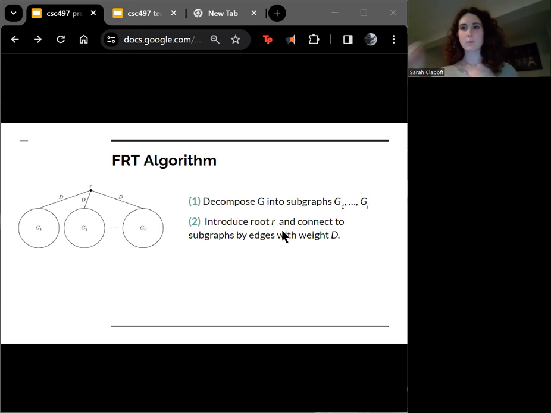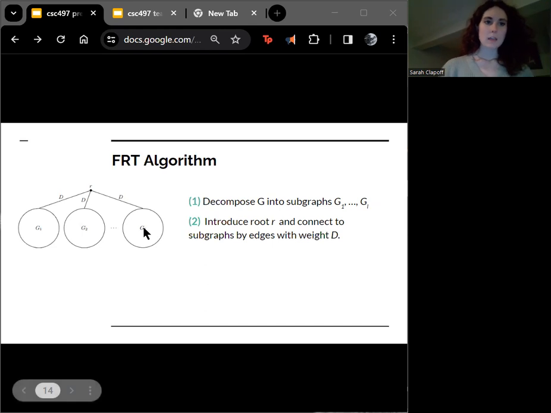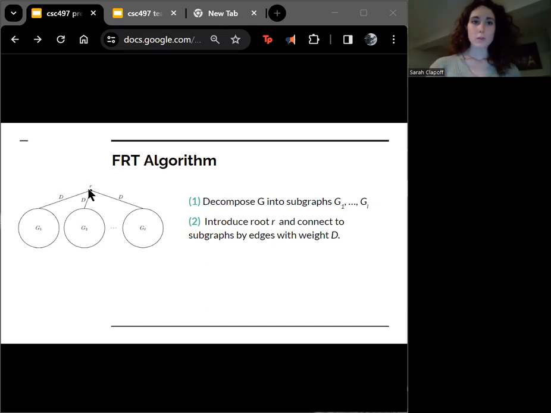So first, look at it a little bit more in depth. First we split G into subgraphs, G1 to GL, so there are L subgroups. And then we're introducing an extra node, R, that is not in G. And then we're connecting all of these subgraphs with edges with weight D. So note that at most, the diameter of each subgroup is now D over 2. And the weights here correspond to the diameter of the original graph G.